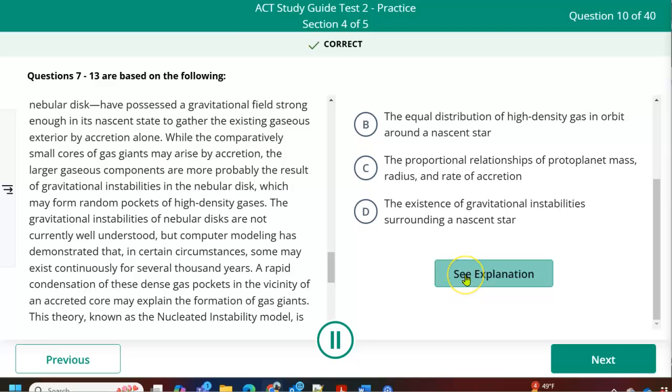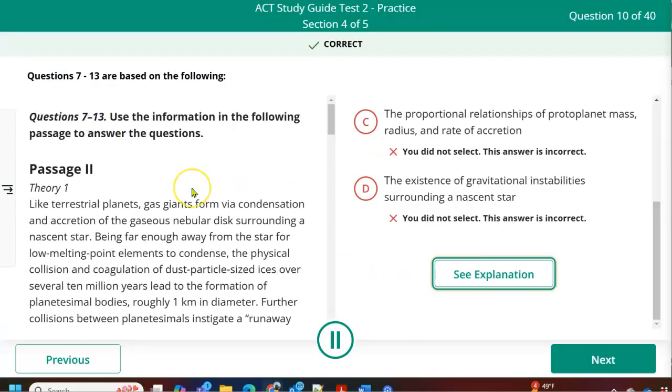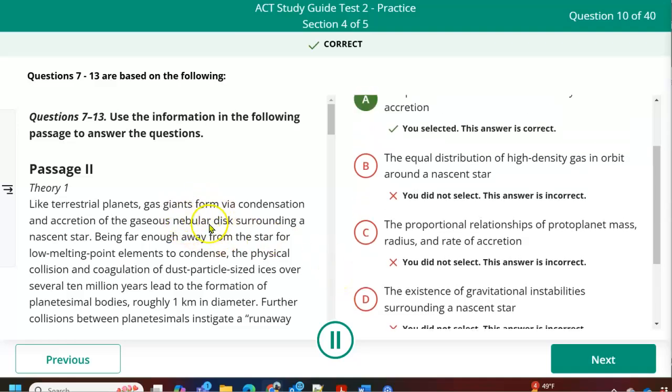Okay. Let me see the explanation for that. B is not discussed. I think B was discussed. C is theory 1, D is theory 2. Theory 1 states that in the first sentence. It's not a very good explanation. Gas giants form via condensation and accretion of... I guess, okay. All right, let's go with it.